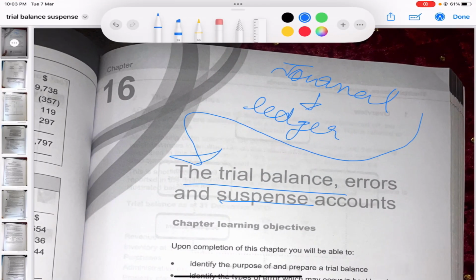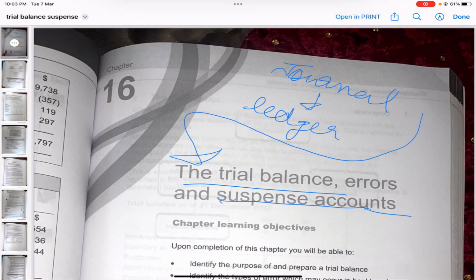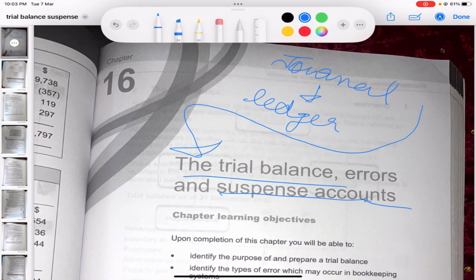Now what is a suspense account? We will be discussing that. Sometimes errors might happen. We've seen that in BRS also. We have seen it in control account reconciliation also. Sometimes errors can take place because of human error.